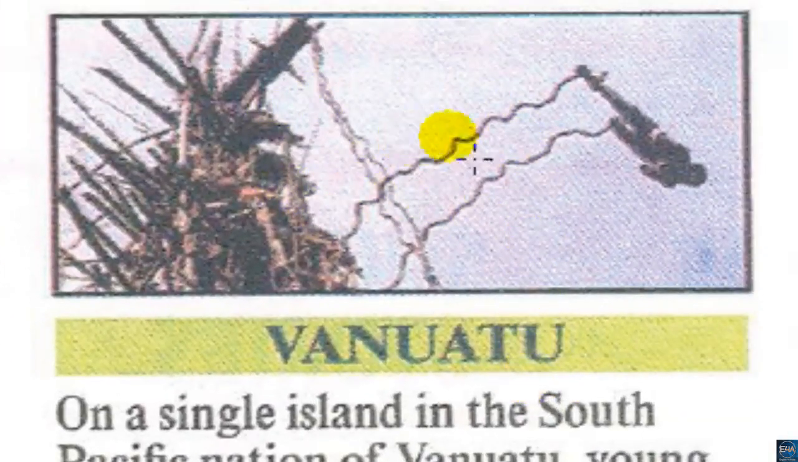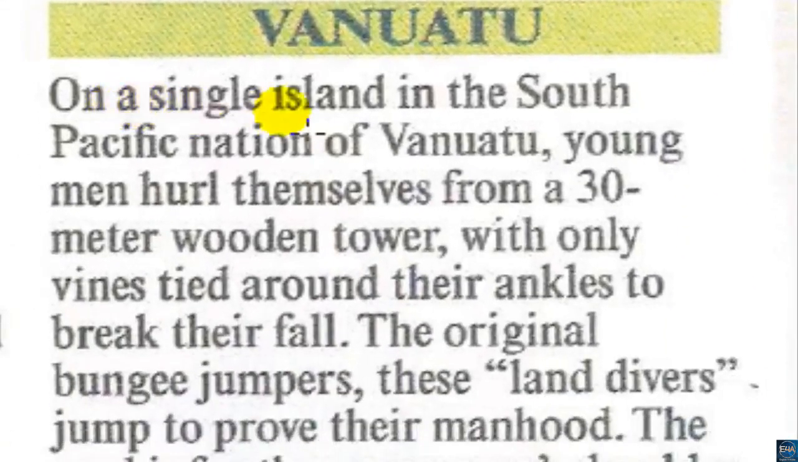Look at the picture here. What do you see? This is a young man. And the young man is what? Throwing himself. He jumps from a high place. This is like a bridge. And he tied himself with vines on a single island. On a single island in the South Pacific nation of Vanuatu. So this is a place. It's an island in the South Pacific.